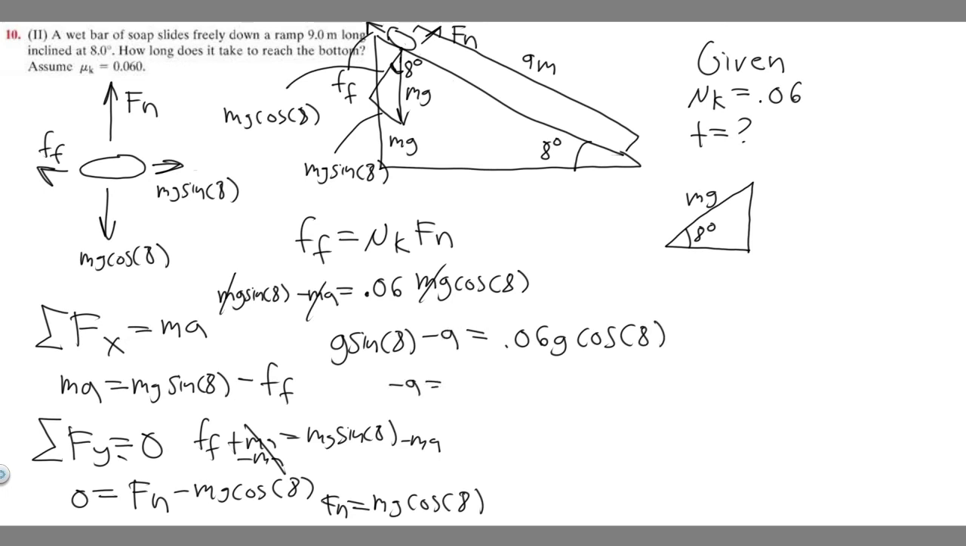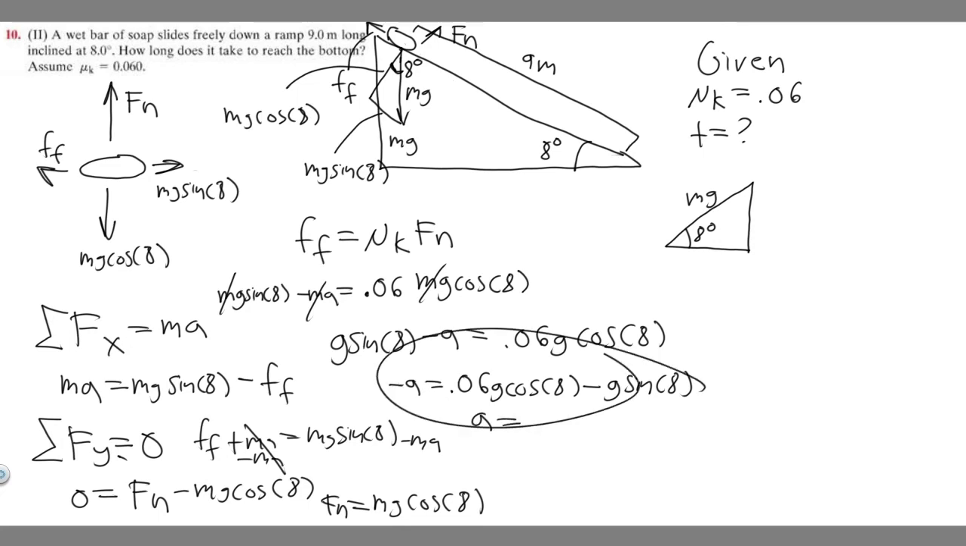So minus a, and then we're minusing this to the other side. 0.06 g times the cosine of 8 minus g times the sine of 8, right? We're just minusing it to the other side. And then to get rid of this minus, we're just going to minus both sides, right? So a is going to be equal to the minus version of this. So minus 0.06 times g times the cosine of 8. And then this minus is going to make this a plus. So plus g times the sine of 8.